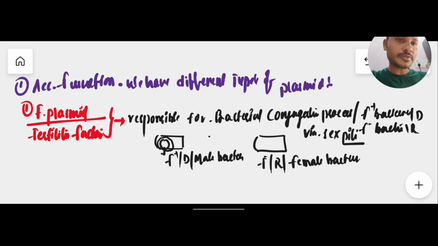During the conjugation process, actually the plasmid is double stranded, and between F plus and F minus bacteria a tube is formed. This tube is called the conjugation tube. Via this conjugation tube, one strand of the plasmid travels into the F minus or female bacteria. After conjugation the F minus bacteria becomes F plus. Like that they exchange genetic material by conjugation. For this process a plasmid is required, which is nothing but the F plasmid or fertility factor. Next we move on to the second important plasmid.